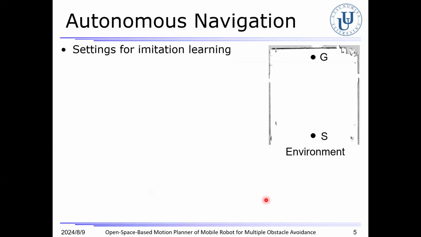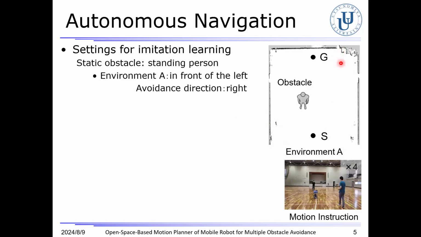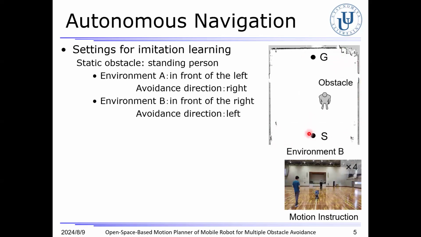Next, autonomous navigation. This figure shows the occupancy grid map built by the robot beforehand. The robot moves toward Z while avoiding the obstacle. For motion instructions, the robot avoids to the right for the obstacle in environment A. And the robot avoids to the left for the obstacle in environment B.